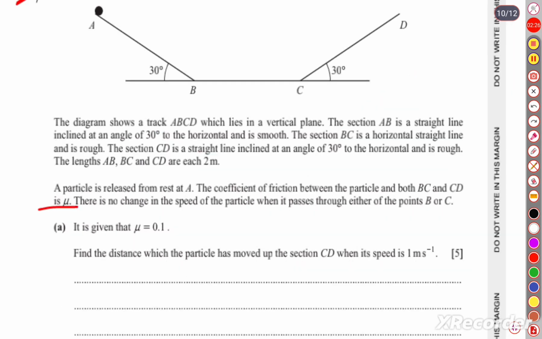First of all, we will have to decide what to do. Let us see what we are given. Find the distance, the distance or displacement which the particle has moved up the section CD when its speed is 1 meter per second. So velocity is given and distance is to be obtained. That means we will have to consider the velocity displacement equation. So what is the velocity displacement equation? The equation is v squared equals u squared plus 2as. We will have to apply this concept.